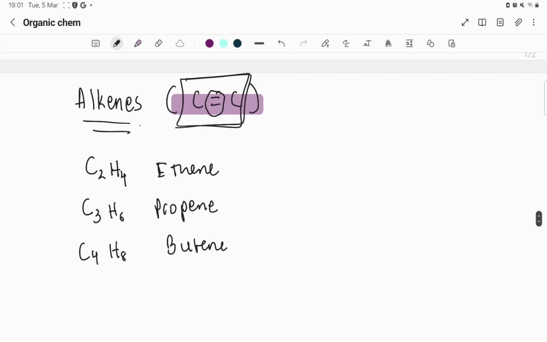Now, I'm sure you guys can deduce that the general formula for alkene is CnH2n, and once again, n is the number of carbon atoms. So let's start off with 2. Put it in the formula. C2H4, you got your ethene.